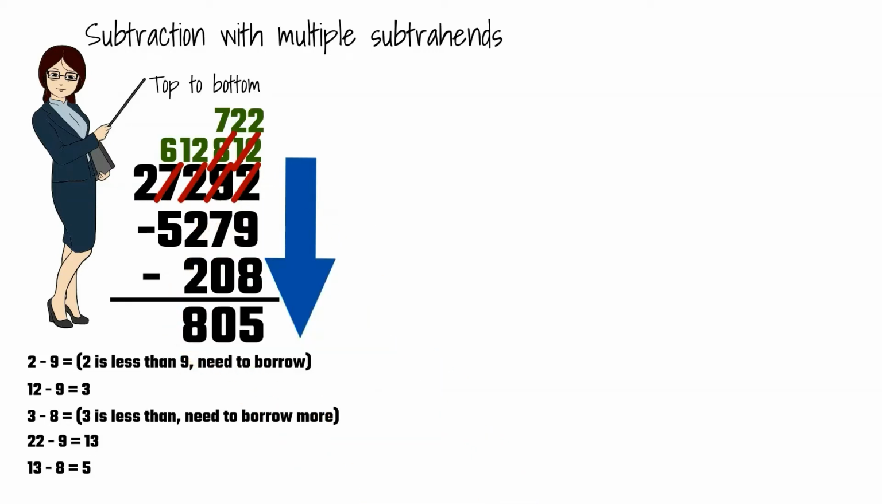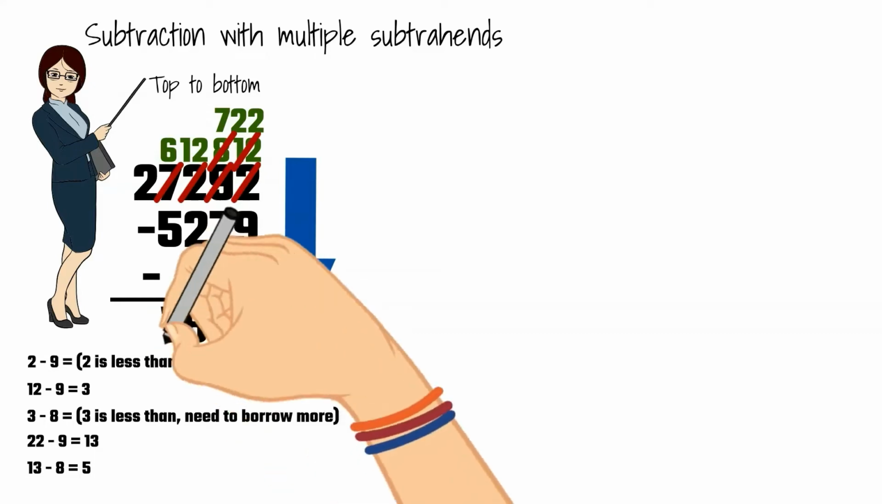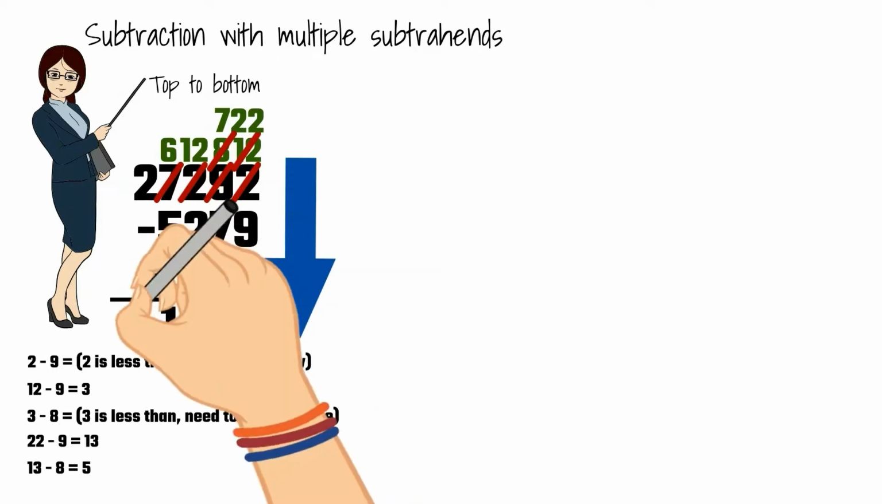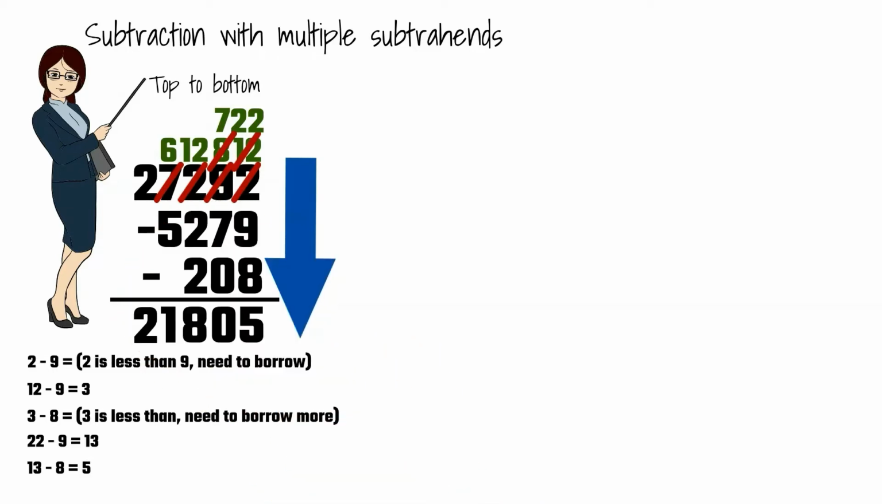Next, the new digit in the next place value is 6. 6 minus 5 equals 1. Next, there is no digit below the leftmost digit in the minuend. So 2 is simply brought down. The difference, therefore, is 21,805.